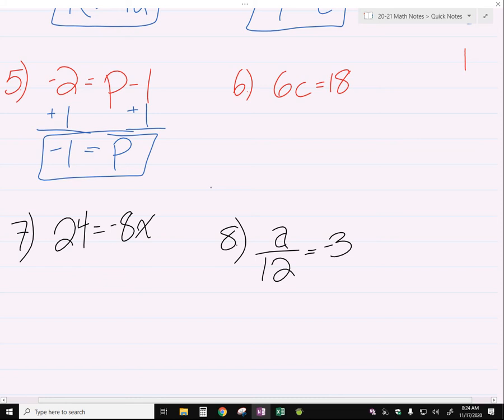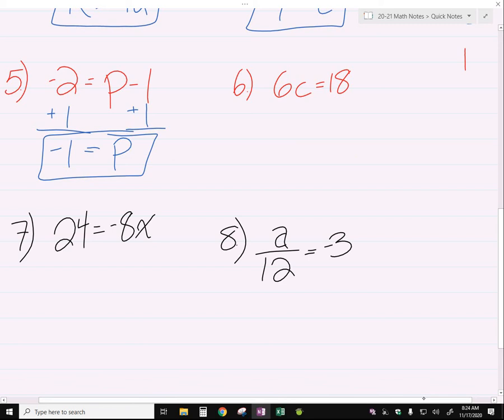Now lesson 2 is multiplication and division. So number 6, we have 6c. Now you don't have to write what I'm about to write, but whenever you see a 6c, that's the same thing as 6 times c. We did that last chapter. Just as a reminder that 6 times c is 6c. So I have 6 multiplied by c equals 18.